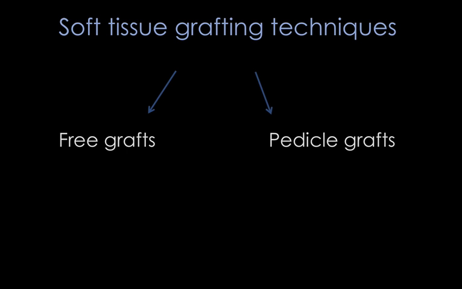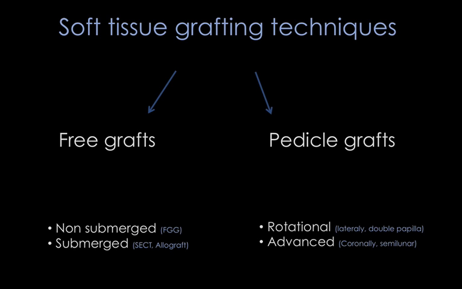And we have pedicle grafts, which are a type of tissue manipulation where we move a flap, let's say coronally, to cover recession. Now, free grafts could be submerged under a flap, and they could be left exposed, non-submerged, depending on the indication, depending on the procedure. Pedicle grafts can be rotational, can be moved laterally, sideways, or can be moved coronally, advanced. And very often we use a combination of the two, combination of free grafts and pedicle grafts, which, depending on the case, is quite common.